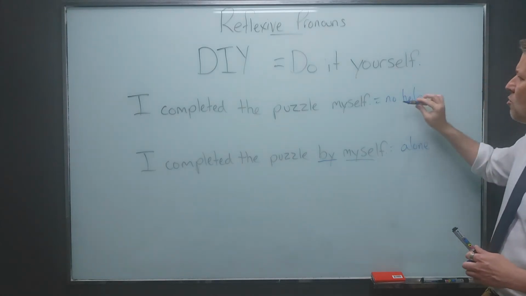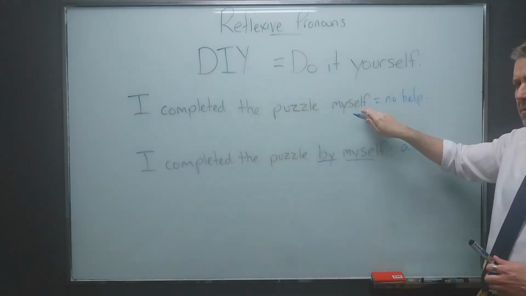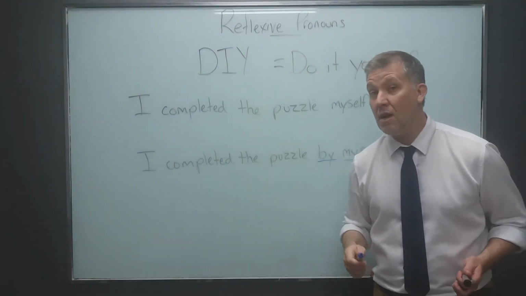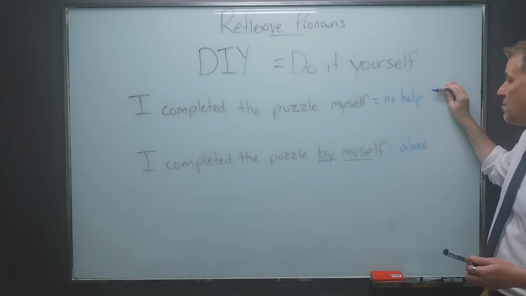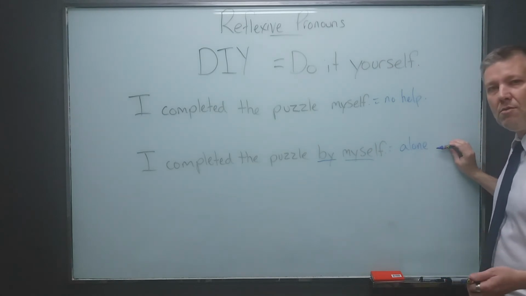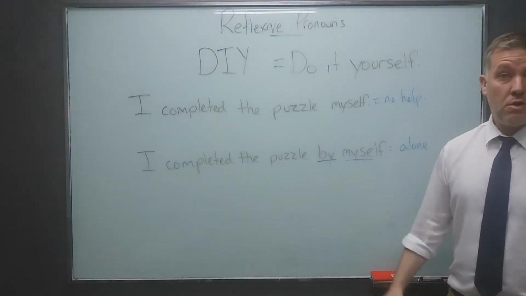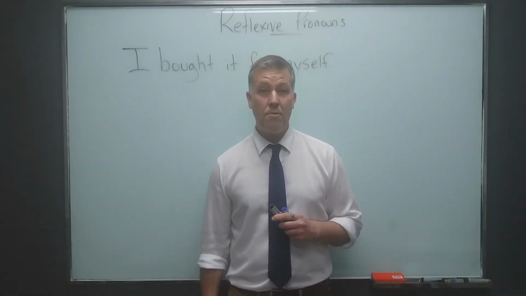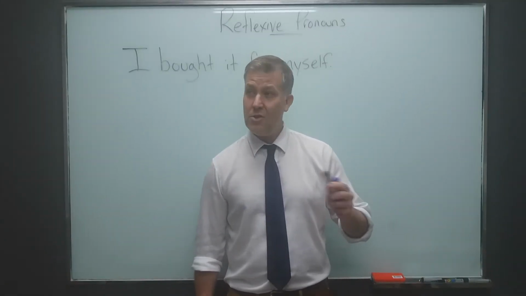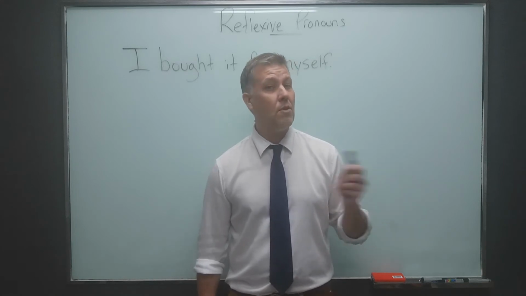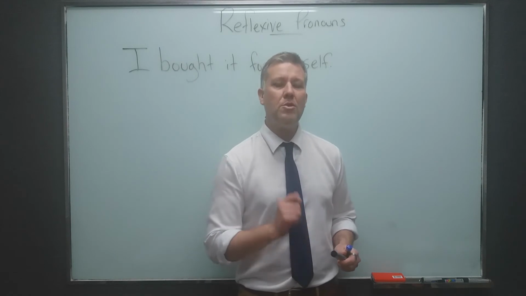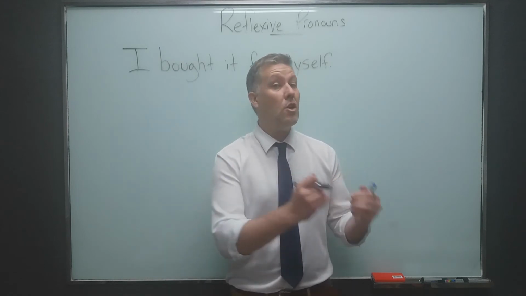Now, was I alone when I completed the puzzle myself? We don't know. Possibly I was alone, maybe somebody else was there. But the point is, no one helped me. Here, I was alone, and of course, if I was alone, no one helped me either. So, as I said in review, to do something, to do it myself, means no help. To do it by myself, adding the preposition by, means I did it alone.